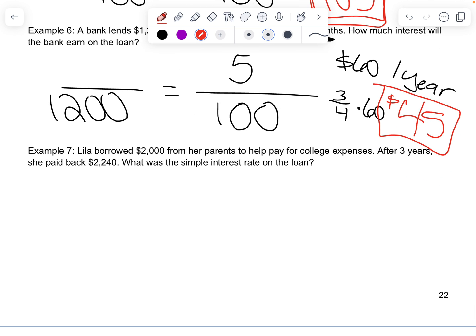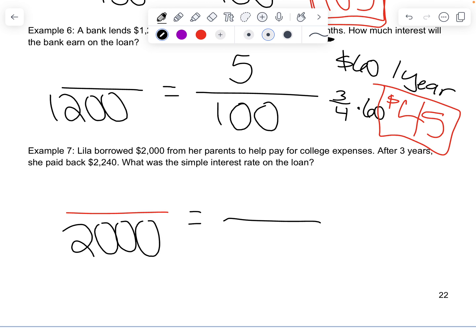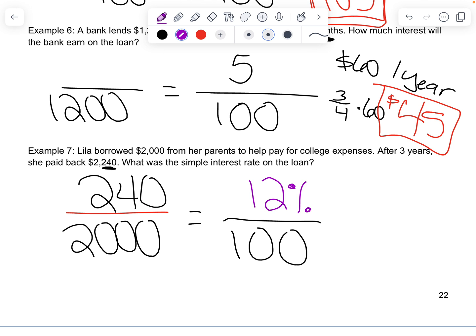And the last one says Lila borrowed $2,000 from her parents to help her pay for college. So this is how much she borrowed. And after 3 years, she had to pay back $2,240. What was the simple interest on the rate of the loan? So she eventually had to pay back $2,000 plus the extra $240 out of 100. Put 240 times 100 divided by 2,000, and we get 12%. So that's a pretty high interest rate.